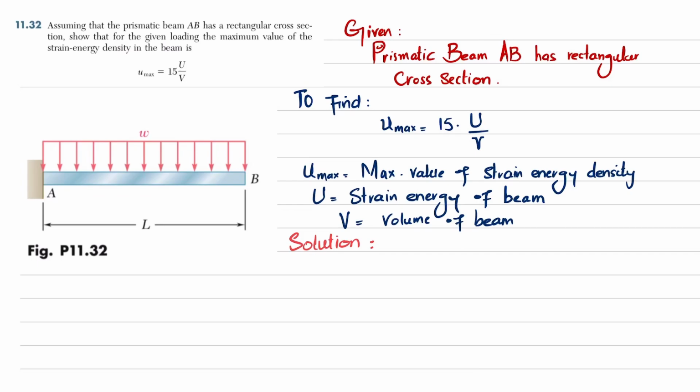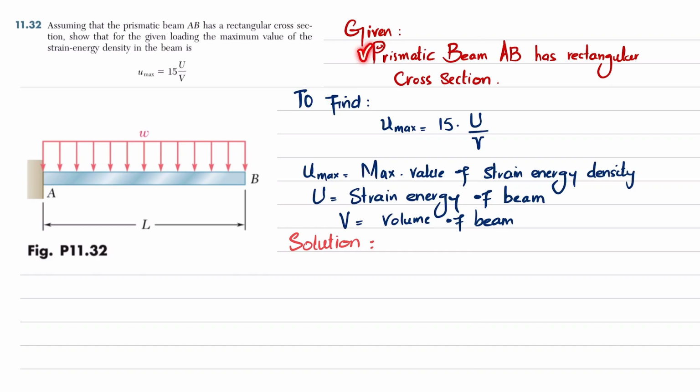Welcome back. Problem 11.32. The statement is: assuming that prismatic beam AB has a rectangular cross section, show that for the given loading, the maximum value of strain energy density in the beam, U max, is equal to 1.15 times U divided by V.